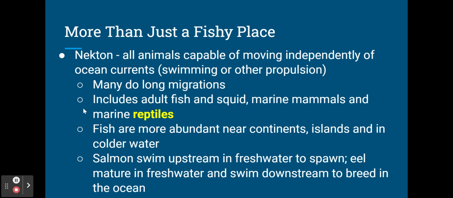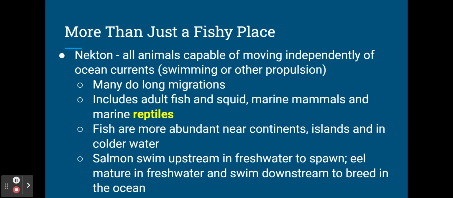Fish are more abundant near continents, islands, and in colder water, so we tend to see them closer to where humans are. Salmon actually swim upstream in freshwater to spawn. They mostly live in salt water, but then they swim up rivers to spawn in freshwater and make their babies. Then they swim back down to the ocean to live out their lives.